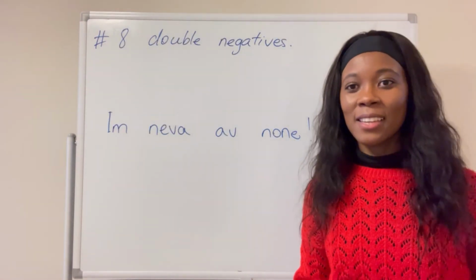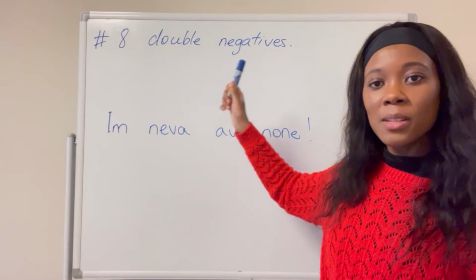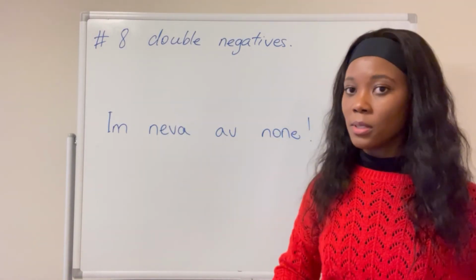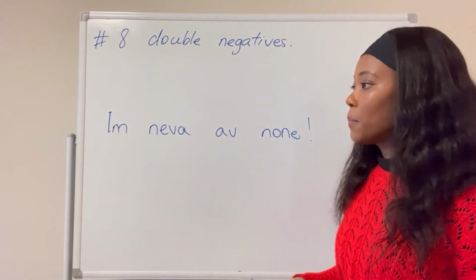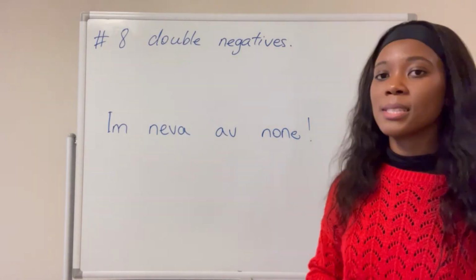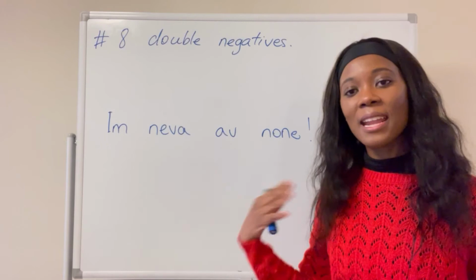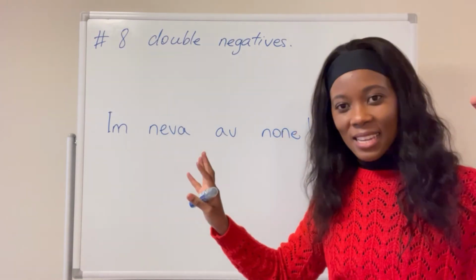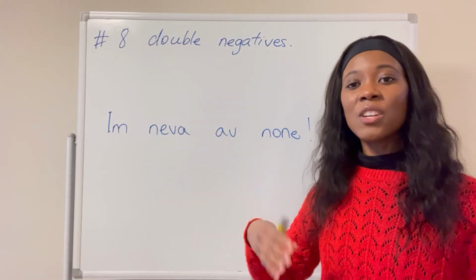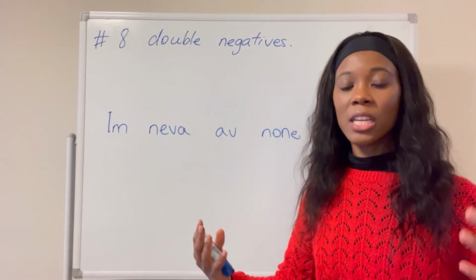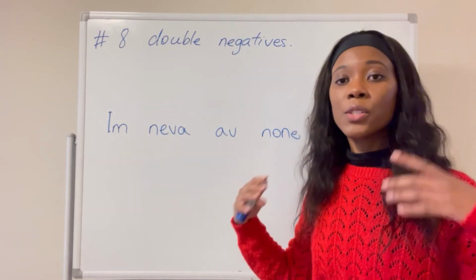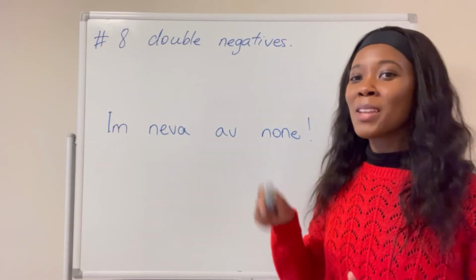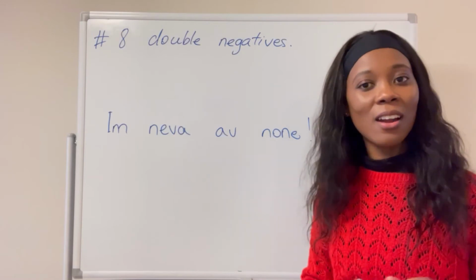Number 8, using double negatives. Now in English, we don't use double negatives. For example, if we want to say he didn't have any, didn't goes with any. He didn't have nothing would be grammatically incorrect because that's a double negative. So double negatives are not acceptable in English. However, in Jamaican Patois, they are.